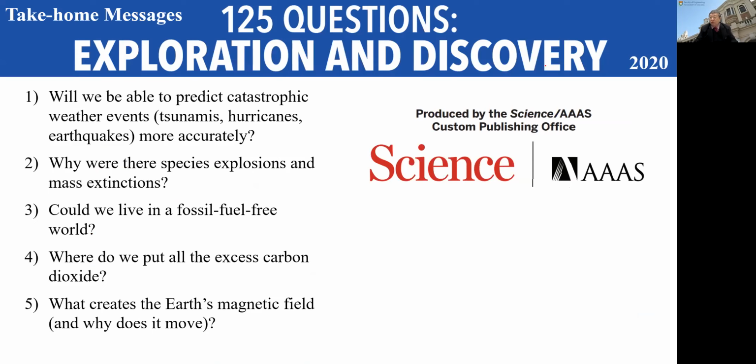In 2020, the science produced 125 questions for exploration and discovery to be answered. One of them is being able to predict catastrophic events like tsunamis, hurricanes, and earthquakes. Because if you have a good understanding of earthquakes and volcanoes, we can make more accurate predictions. Also the explosions and massive extinctions because of methane gas coming out, which can cause extinction of mass of lives.